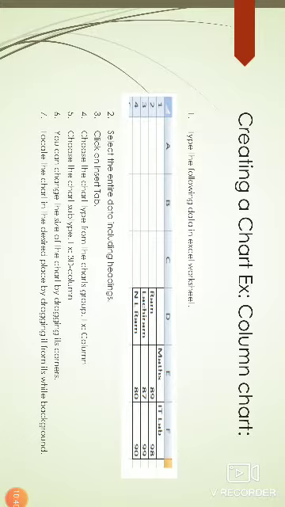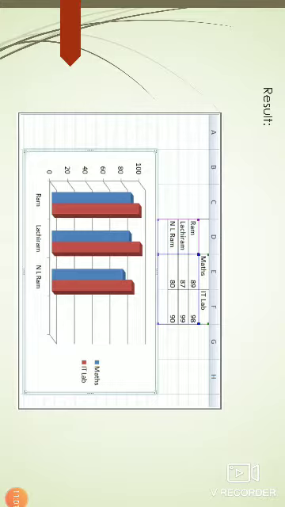You can change the size of the chart by dragging its corners. Next, locate the chart in the desired place by dragging it from its white background. Okay, so we will get a result like this. In the result we can see the data and, at the same time, the chart. So this is the column chart result.